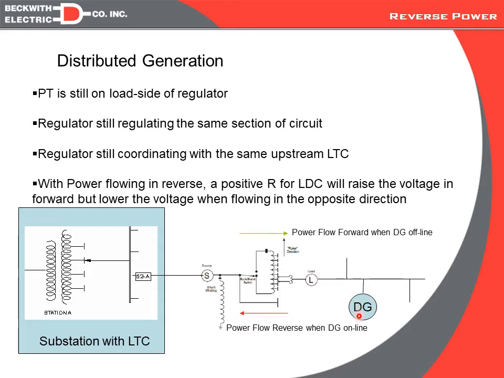And so even with the DG online and backfeeding, we still want this regulator to be able to raise the voltage here to support it downstream. And therefore, we would want to select DG mode, and in the reverse power, select a negative R where we had a positive R in forward power mode.